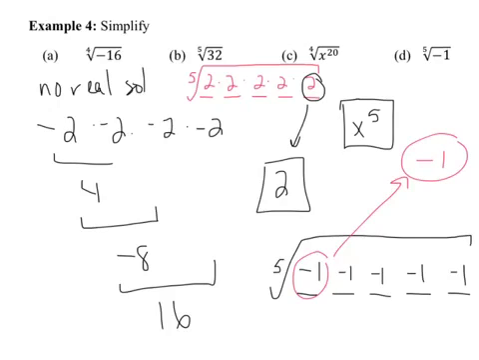If the radicand is negative, we have two possible cases. A negative radicand with an even index has no real solution. But a negative radicand with an odd index has a real solution, and all it is going to be is just the 5th root or the nth root of whatever that happens to be with a negative sign tacked on.